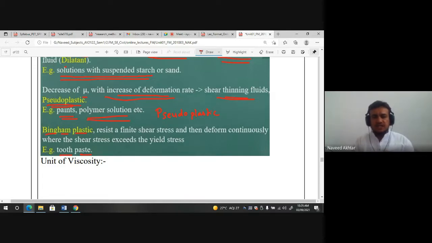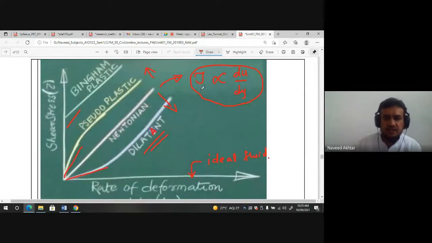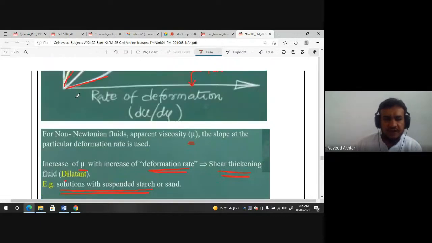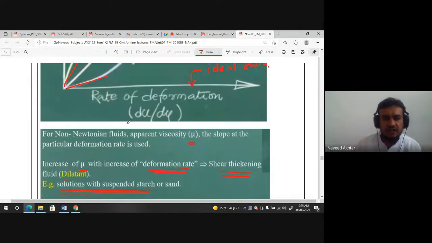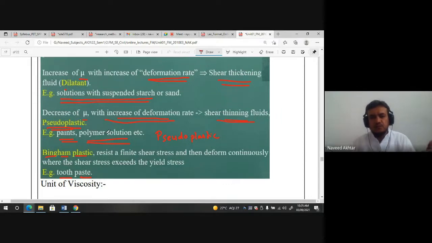Okay, so resist a finite shear stress and then deform continuously, where the shear stress exceeds the yield stress, and that is called as the Bingham plastic. So if you will see the Newtonian fluid, the shear stress rate is uniform. Okay, so mu is changing uniform rate. And for non-Newtonian fluids, so there are how many types? First, if the mu is increasing, deformation rate and shear thickness of the fluid is there, then that is called as dilatant. But in case of shear thinning, that mu is decreases.